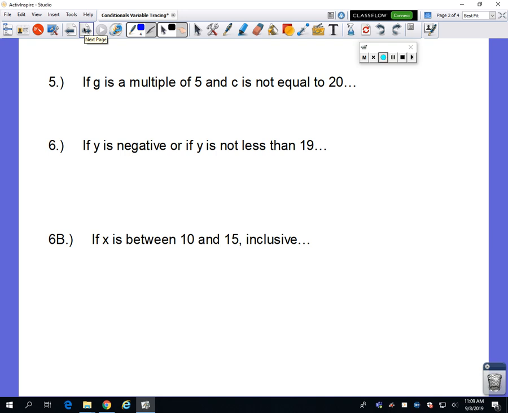Let's continue. If g is a multiple of 5 and c is not equal to 20. We can just go ahead and replace and with those two ampersands. Some people really hate drawing those, and if you prefer, you can put that for and instead, and that's perfectly fine. So let's look at this.